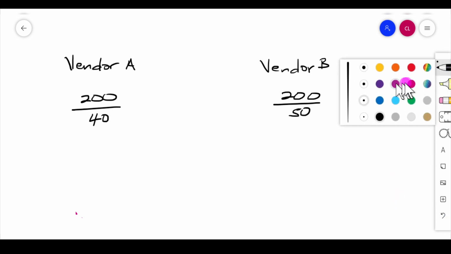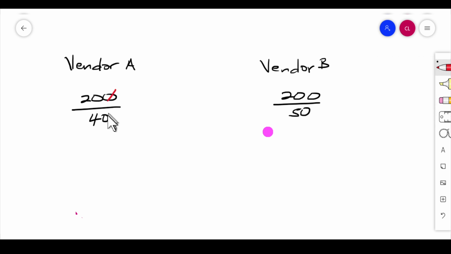Let's switch colors here and get red. So we're going to reduce. Here we could say 0 cancel 0, which really means 10 into 200 and 10 into 40, and we would be left with 4 into 20. 4 into itself 1 time and 4 into 20 is 5. So he can get 5 kilograms here. On this one, for vendor B, same process. 5 into itself 1 time and 5 into 20 would go 4 times. He gets 4 kilograms here.